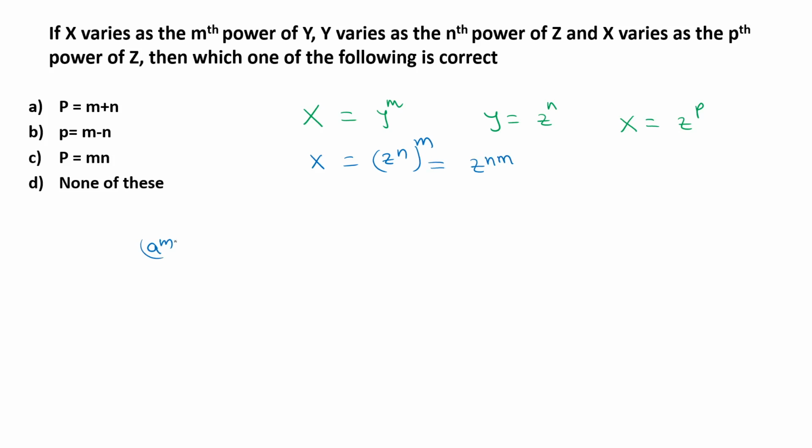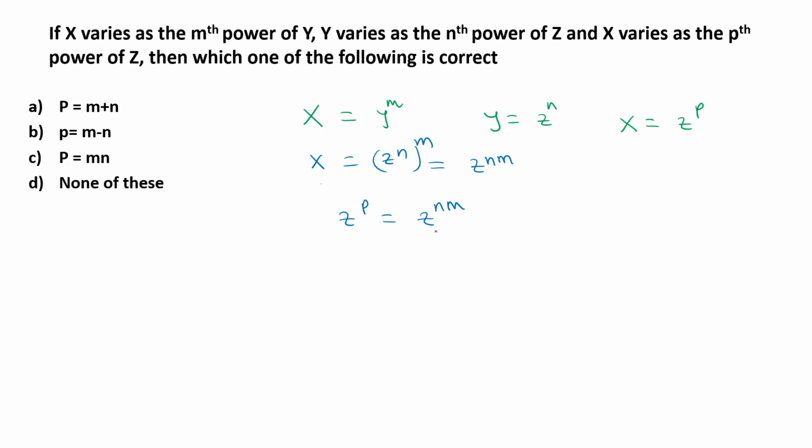A power m whole power n is equal to a power mn. Okay, we know the expression, we know the formula. x equal to z power n whole power m, that means x equal to z power nm. Again the value of x is given as z power p. x is nothing but z power p. When x equal to z power p, it is equal to z power nm.